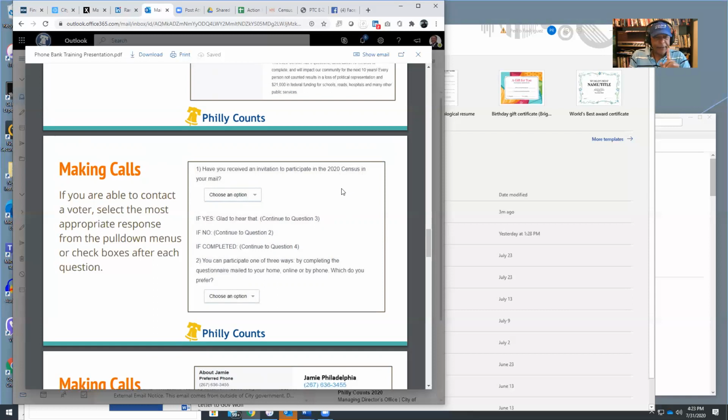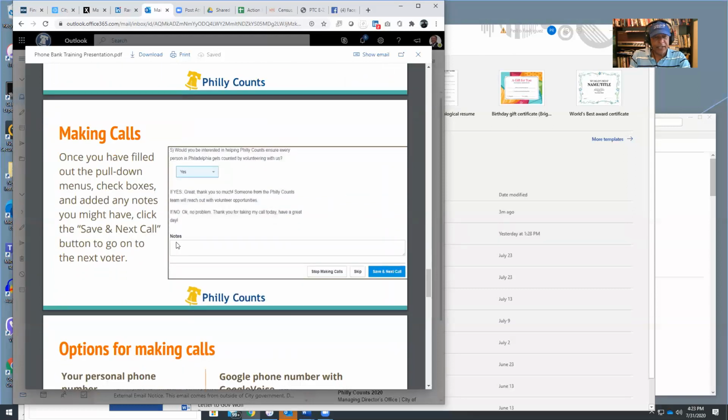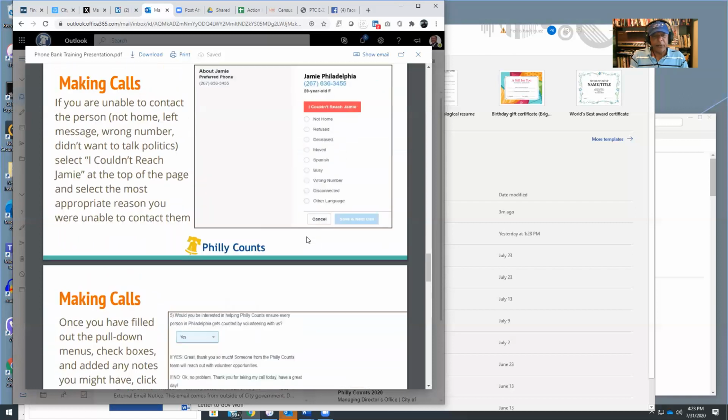If the person you're calling never received the mailing information from the Census Bureau, we want you to write that down at the bottom of the page, in the notes. You say, Jamie did not receive the information, I texted her the website, or I texted her the phone number, or I gave her the phone number and she wrote it down, or she said she was going to follow up with it. Please do that. And then once you're done, you can click save and next call.